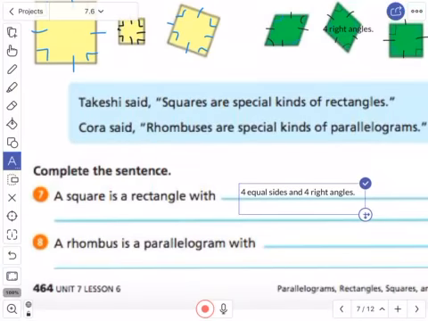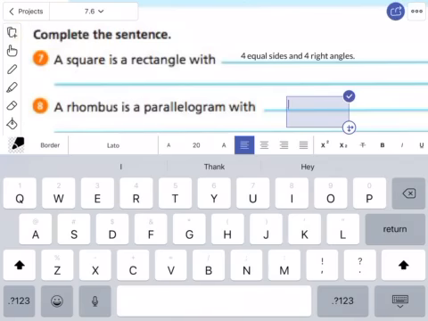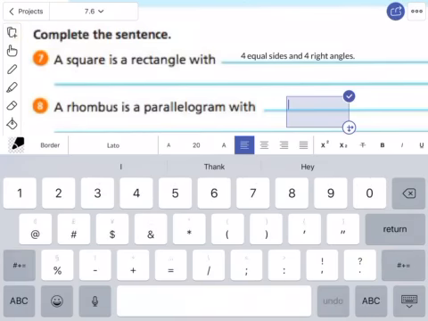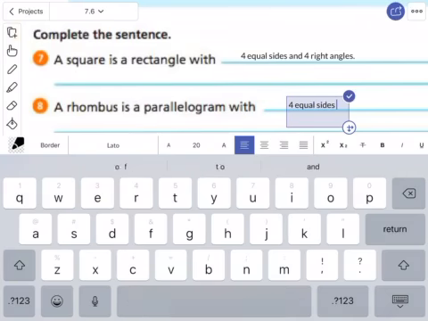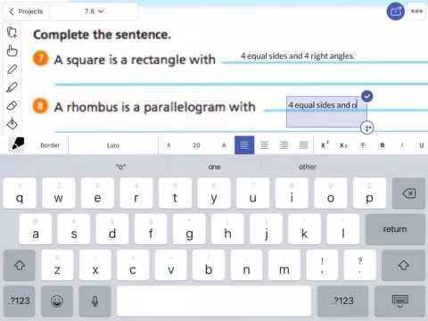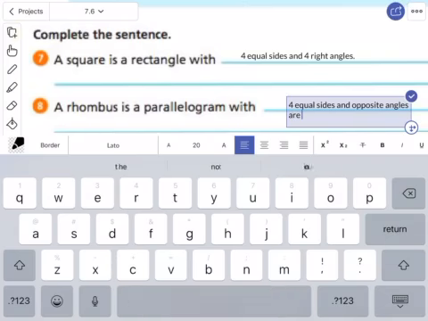And a rhombus is a parallelogram. So a rhombus is a parallelogram with 4 equal sides and opposite angles are equal.